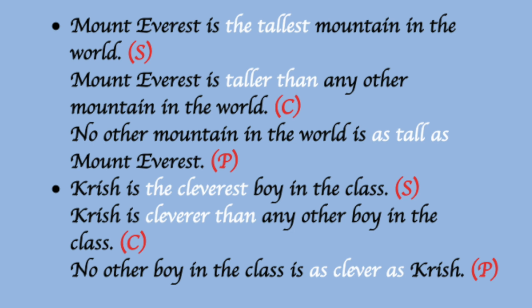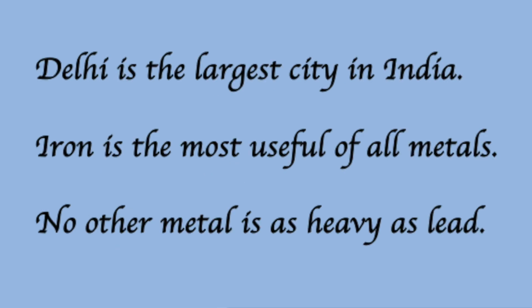In positive, use clever. In comparative, use cleverer. And in the superlative, we use the cleverest. Remember, in front of the superlative degree, use the article the. Let's do an exercise. Pause your video and read the questions and do it accordingly. Change the degree of comparison without changing the meaning of the sentences.